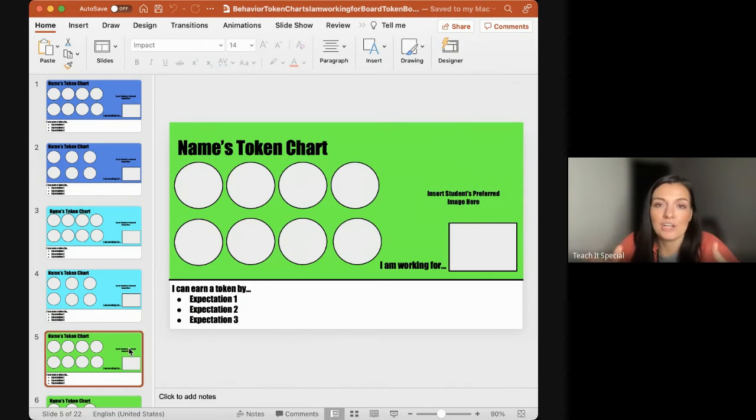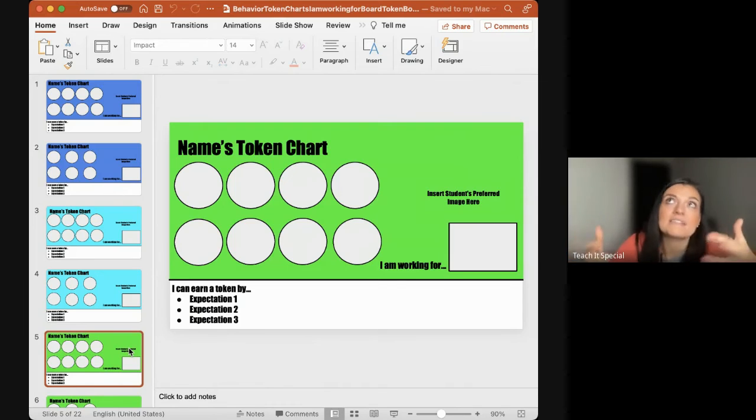The thing with the token chart is generally when kids earn all their tokens, they have to get the reward right away. And that's where token charts take more time and they take more energy because you have to be very consistent with giving them their tokens for whatever expectation they are expected to do. And then when they earn that reward, you have to let them know that they've earned it, they get it.